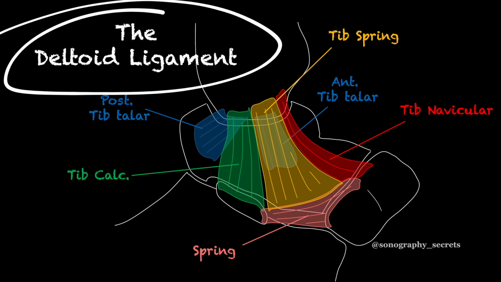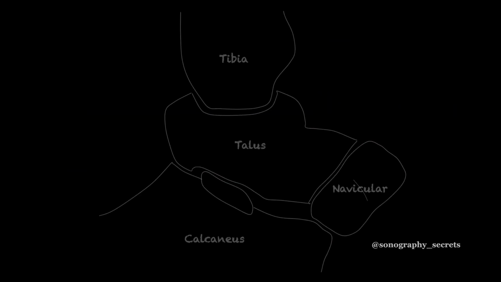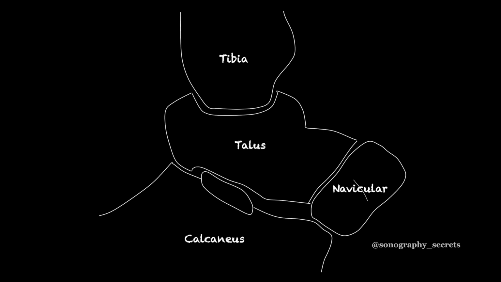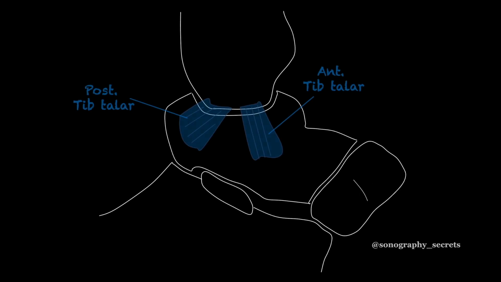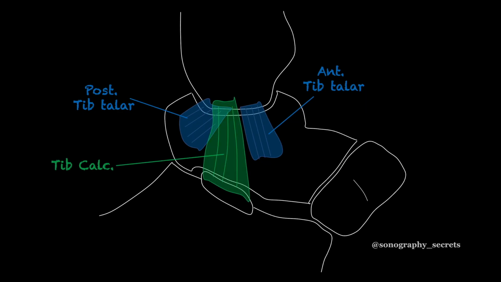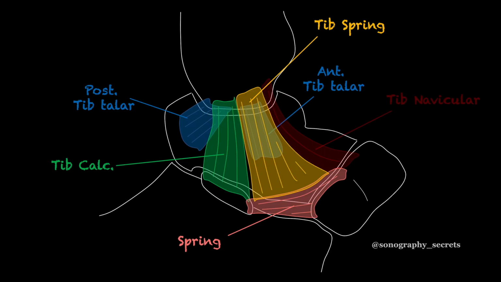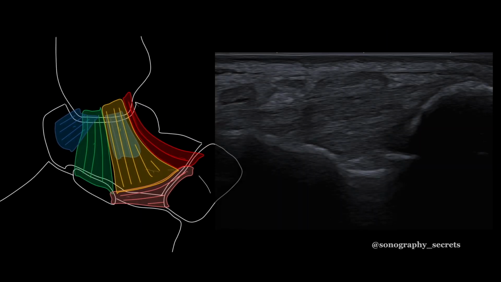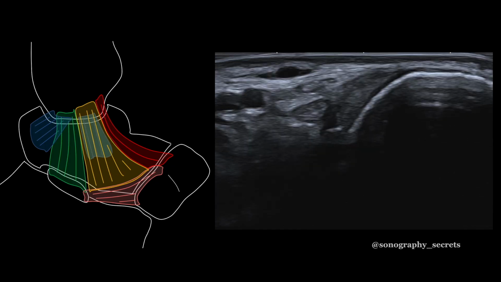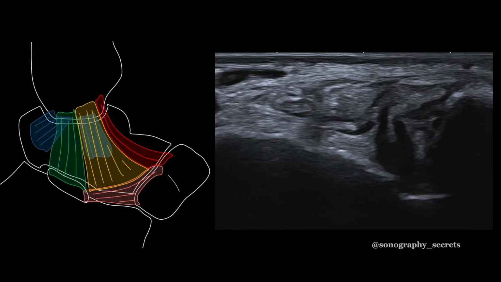The deltoid ligament, or medial ankle ligament complex, is composed of the posterior and anterior tibio-talar ligaments, which form the deep layer of the deltoid, the tibio-calcaneal, tibio-spring, and tibio-navicular ligaments, and it is possible to differentiate all of these on ultrasound. To identify the deltoid, we find tibialis posterior and scan inferiorly.